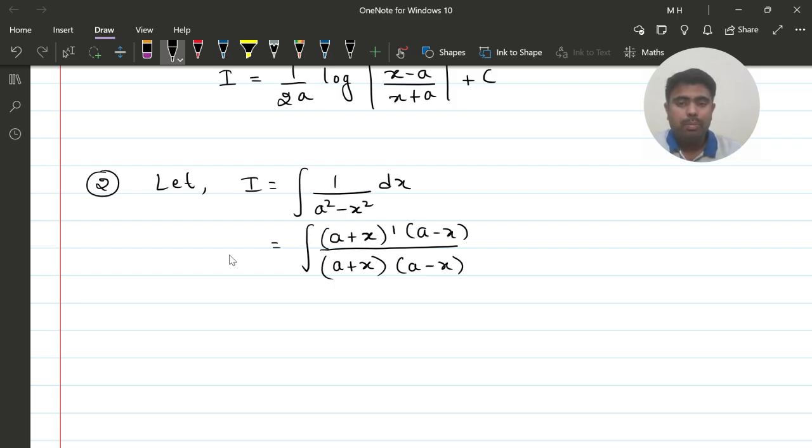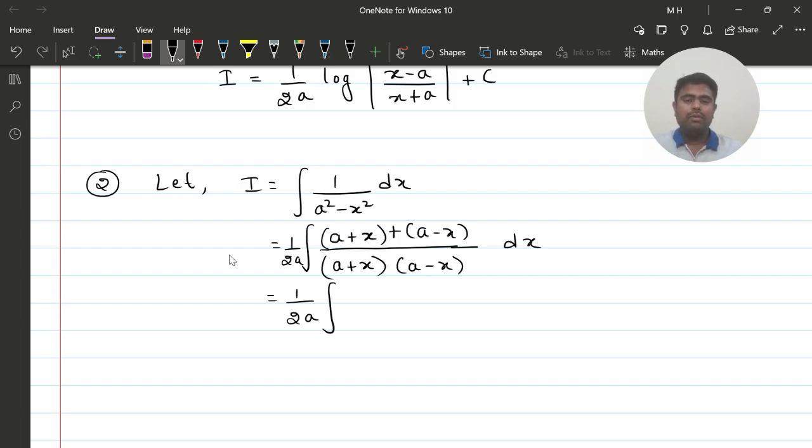If I write down plus in between, a plus a is 2a, and the x and x cancel out, right? And we are done. So there is nothing more that we have to do. So I will divide it by 2a, that's all. So this is equal to 1 by 2a into, now I will split the integral.